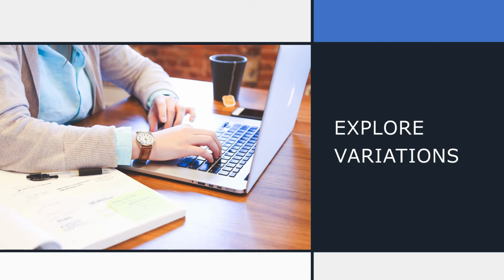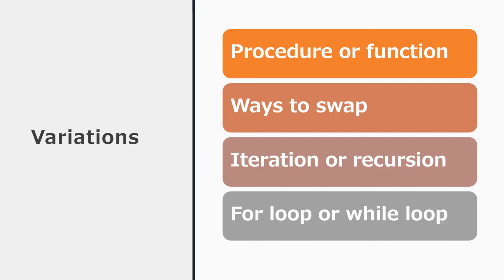Okay, so that's the insertion sort in Python. Now let's look at some variations which may apply in Python or in other programming languages. The variations I'm just going to quickly look at are the difference between a sort procedure and a sort function, the impact of using different ways to swap values, and the use of iteration or recursion, and within iteration, the use of a for loop or a while loop.